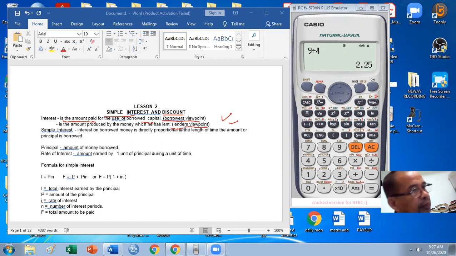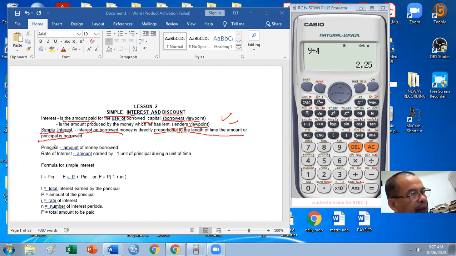Now, what you will earn and what you will pay in interest, of course what you earn should be greater than what you pay in interest. Okay? So this is the concept of engineering economy. Now, the simplest interest is simple interest. This is the interest on borrowed money directly proportional to the length of time the principal is borrowed.